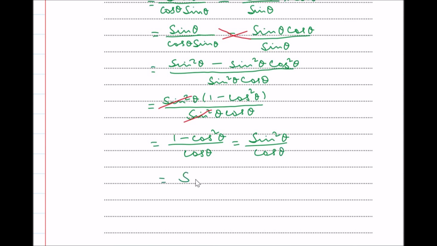So we can write here sin theta into sin theta. For sin square theta, we can write sin theta into sin theta. Cos theta, I can write over here. Now, we can write sin theta by cos theta as tan theta, and sin theta as it is. And that is equal to RHS. So hence proved. Okay.